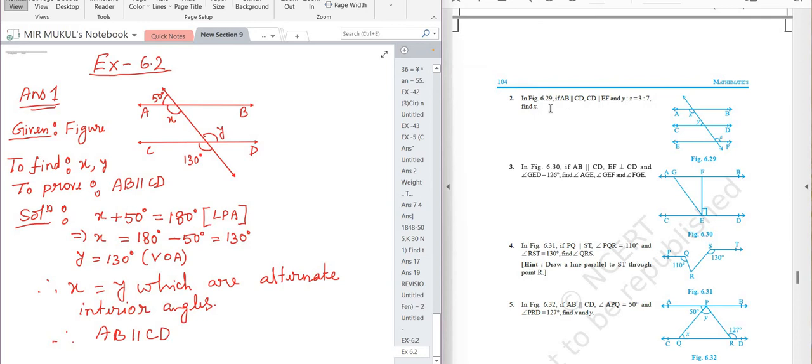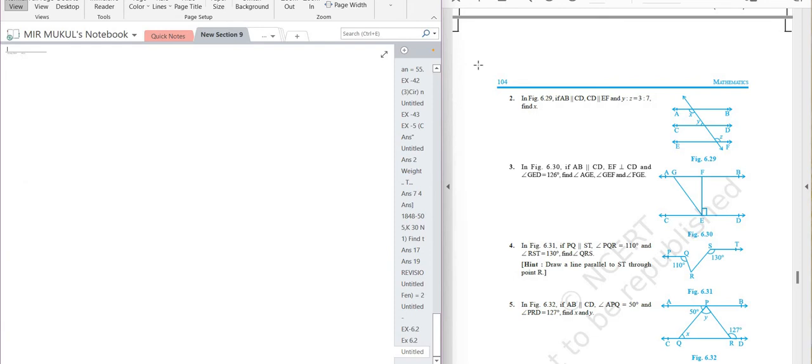Now the second question I'll discuss, in figure 6.29. If AB parallel to CD parallel to EF, that means all three lines are parallel, and y is to z equals 3 is to 7, find x. So now I'm doing the second question. Now answer 2.